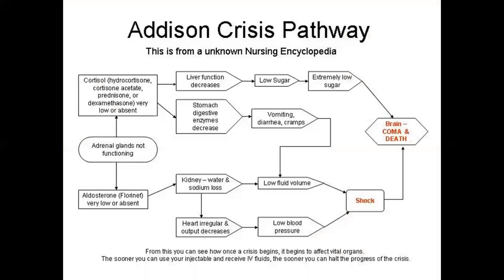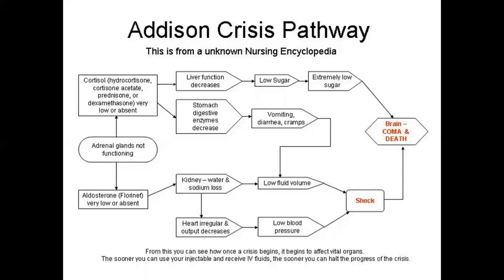Now, basically, why does this occur? The pathophysiology is that the adrenal glands are not functioning for some reason. We discussed the causes. Then what will happen? There is decreased secretion of aldosterone. The adrenal cortex is not working here. So aldosterone is very low or absent.